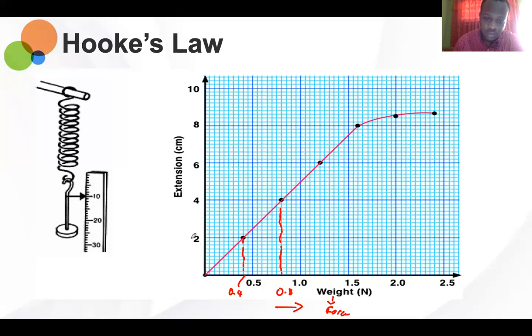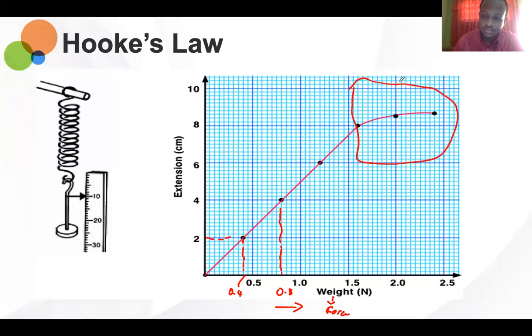Right, so it doubles from 2 to 4. When this doubles from 0.4 to 0.8, this will increase from 2 to 4. Very easy stuff, right? Zero. What is happening up here? Why does my graph look like this?